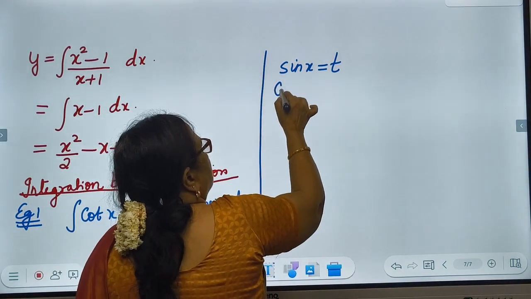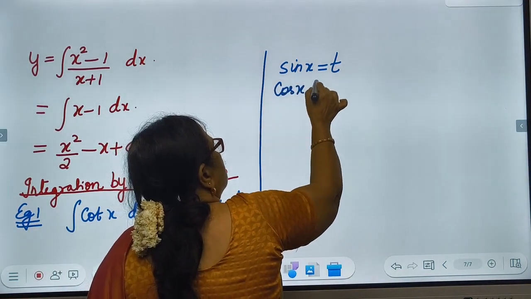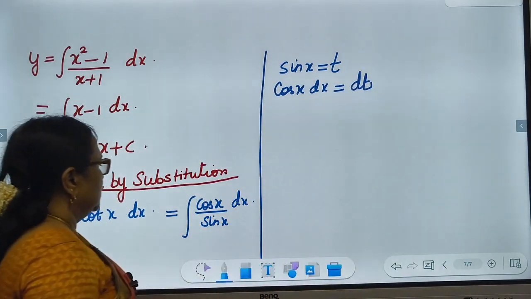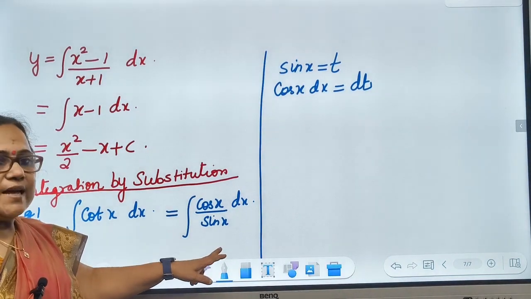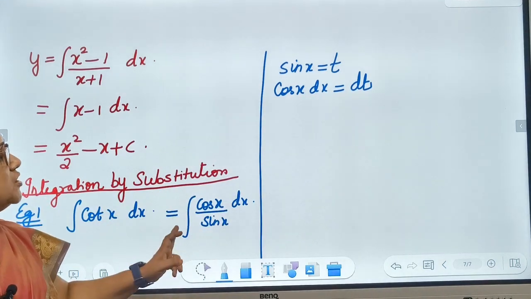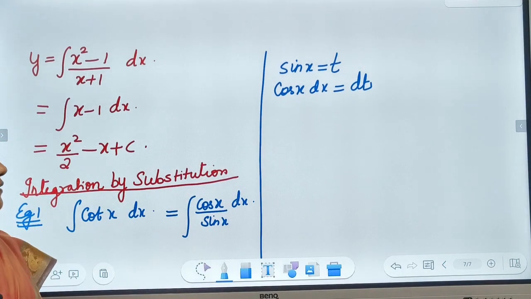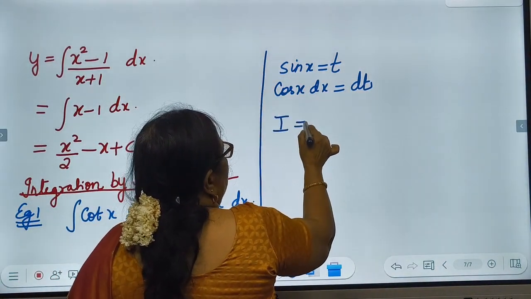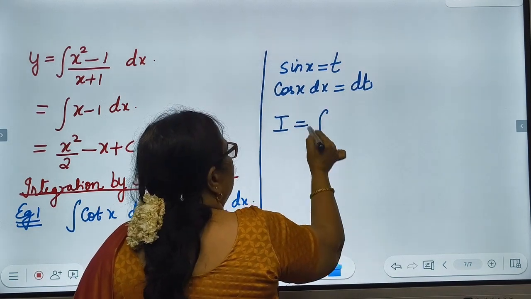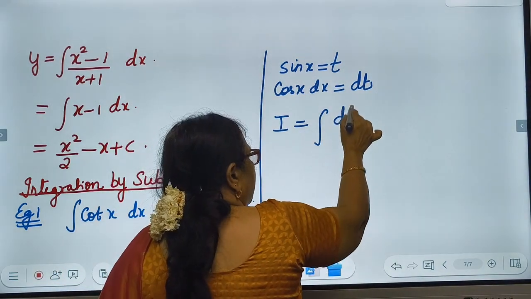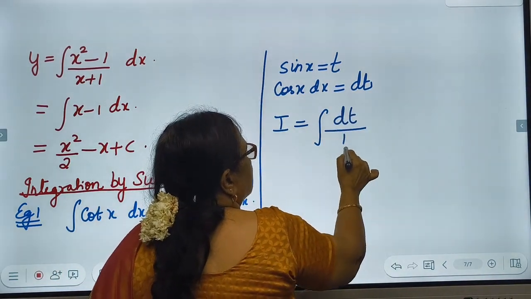If I differentiate this, cos x dx will be dt. See, I have taken sin x as t. Then if I differentiate, what will I get? Cos x dx will be dt. So this integral, which I'm going to call as I, is integral of, cos x dx is now dt, by what is sin x? t.